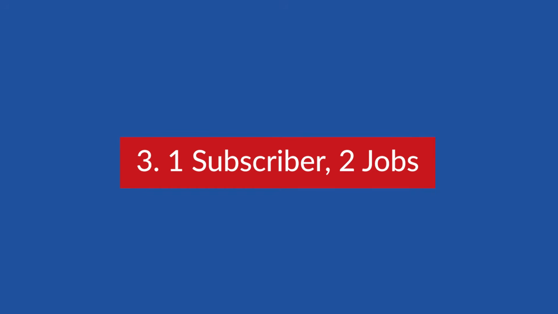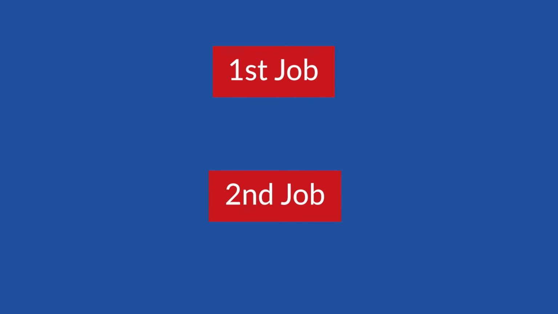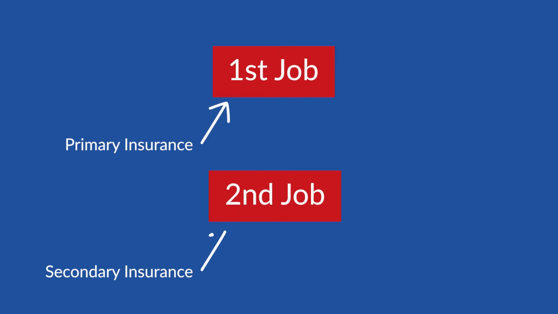Number 3, one subscriber, two jobs. This is a simple one. This rule applies when a person has two jobs and both offer benefit packages. So the person enrolls in both. Whichever plan they enrolled in first will be the primary insurance. Then the insurance plan they enrolled in later with their second job would be the secondary insurance.